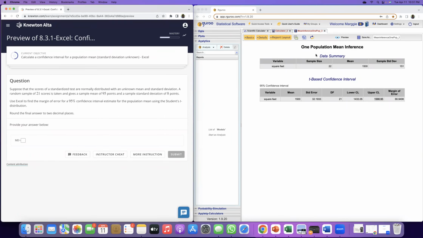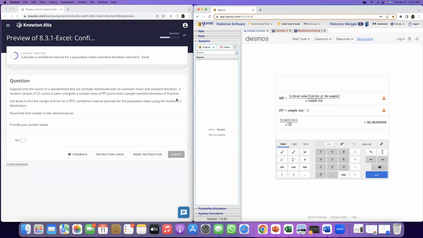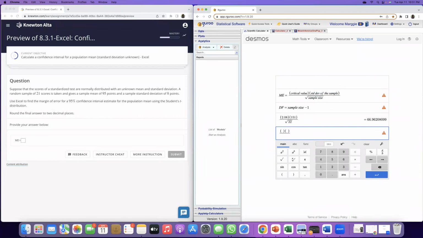Another margin of error. So then we go back here. So we see what we were doing before. So for the margin of error, again, we need the critical value, the standard deviation of the sample, and then the sample size. So if I go here, I need all this information, right? So the critical value, we need to find it. We're going to do that in a minute. The standard deviation of the sample.